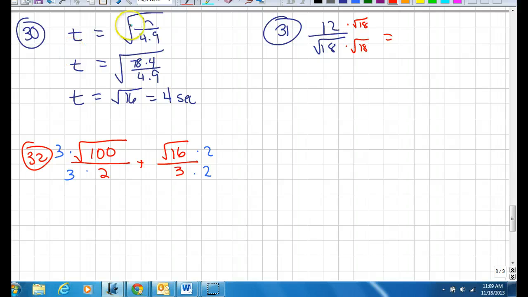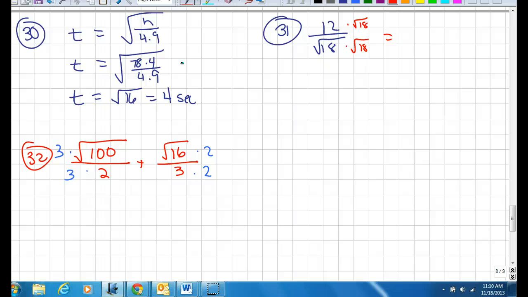Number 30, it gave you a formula and it says you're 78.4 meters from the ground. So you're going to replace your h with 78.4. And when you divide that, you end up with square root of 16, which is 4 seconds. And this is the type of problem I probably would have on the calculator portion of the test. But you can reduce it by dividing it first and then solving that. Okay?